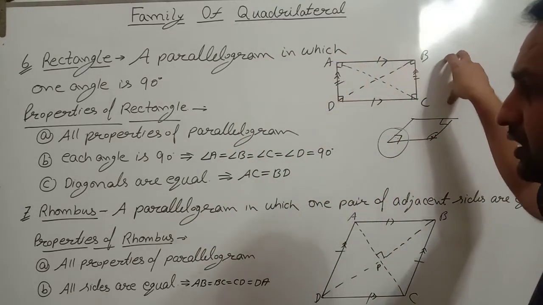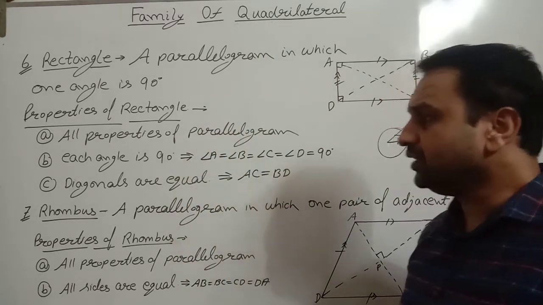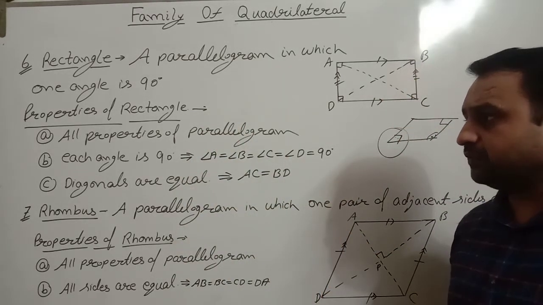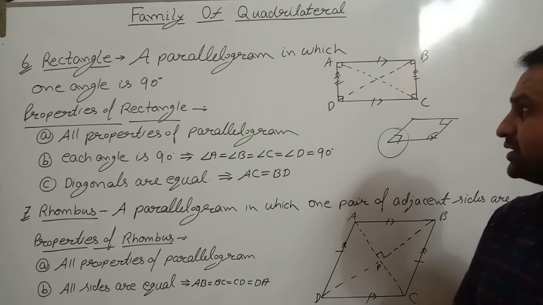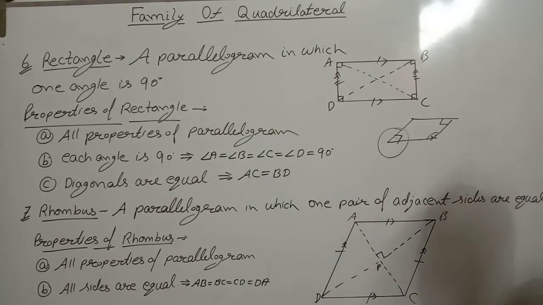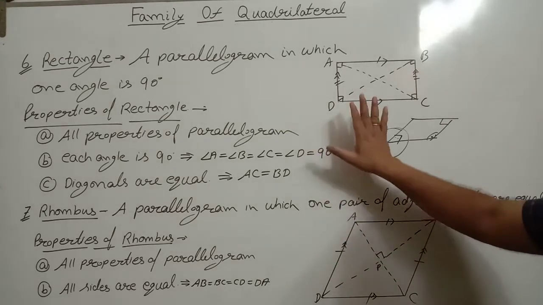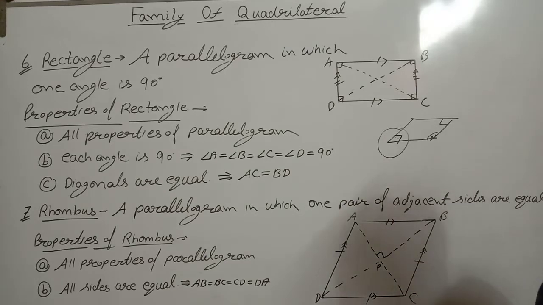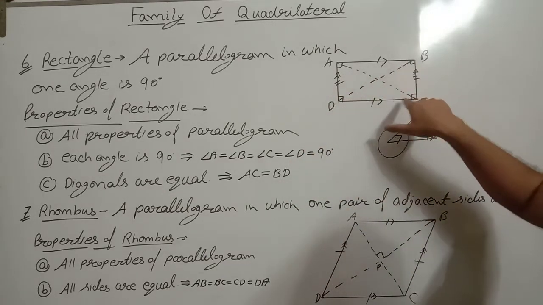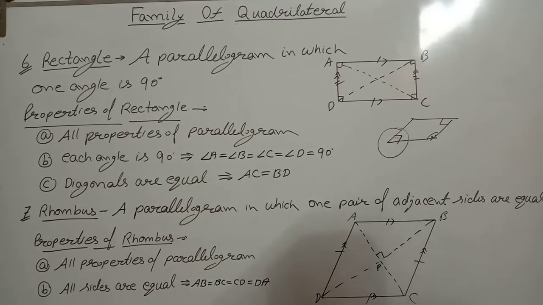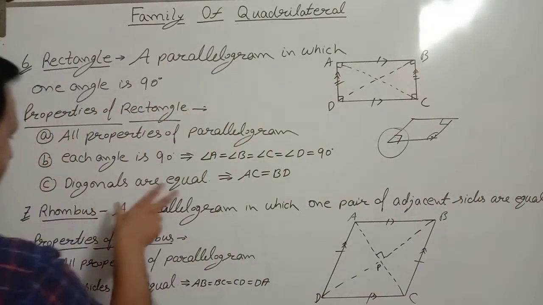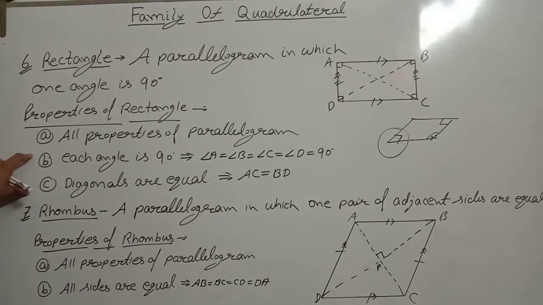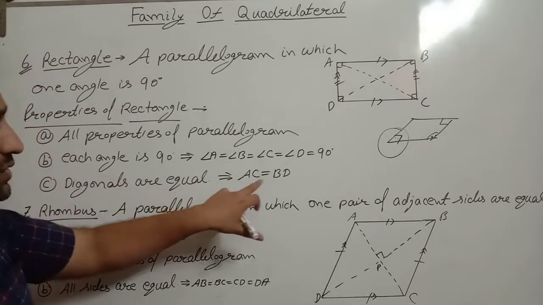This is a figure of a rectangle. Properties of a rectangle: it contains all properties of a parallelogram. Opposite sides are equal, opposite sides are parallel, diagonals bisect each other, opposite angles are equal, adjacent angles are supplementary. It contains all properties of a parallelogram, and two special properties. Each angle is 90 degrees: angle A, angle B, angle C, angle D. And the diagonals are equal. These are two properties different from a parallelogram. AC is equal to BD.